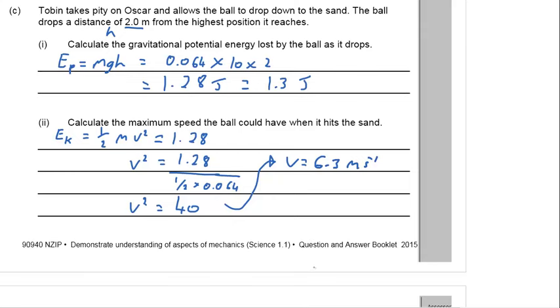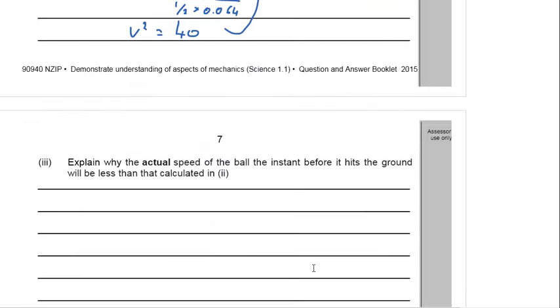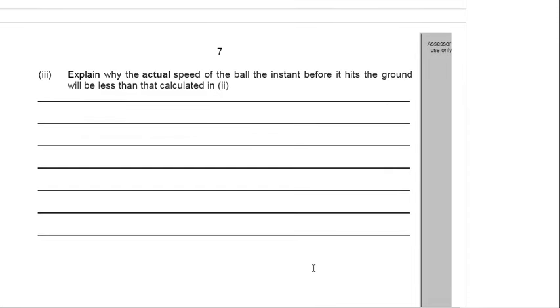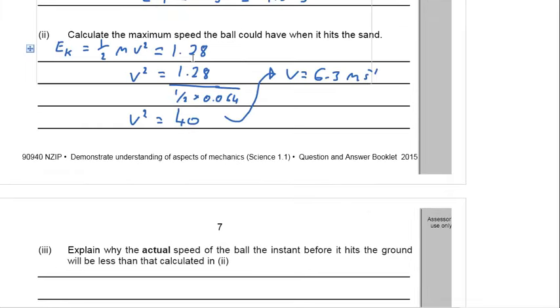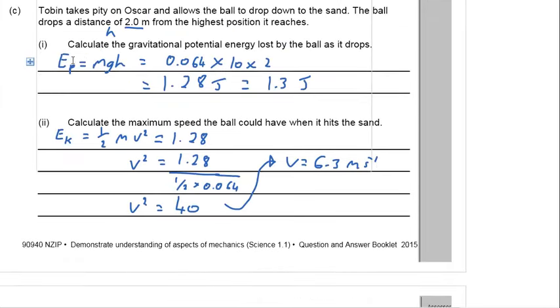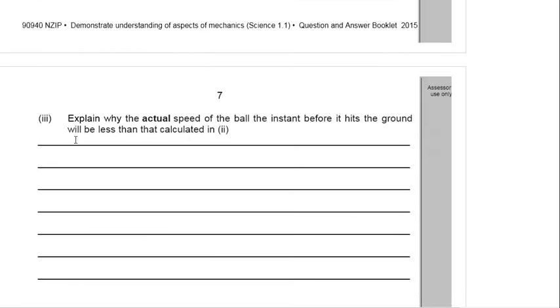If I head over to III now, explain why the actual speed of the ball the instant before it hits the ground will be less than that calculated. Well, we said before that EK equals 1.28, and we said that was because EP equaled 1.28, and we said that those two numbers were the same because energy was conserved. That's probably not going to be true because some of the energy is going to be converted to heat and sound. So let's write that down here.